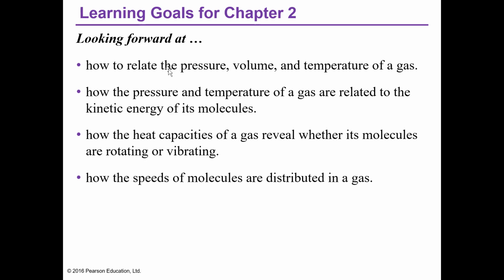Also, you will learn how the pressure and temperature of gas are related to the kinetic energy of its molecules. Next is how the heat capacities of a gas reveal whether its molecules are rotating or vibrating. And lastly is how the speed of molecules are distributed in a gas.